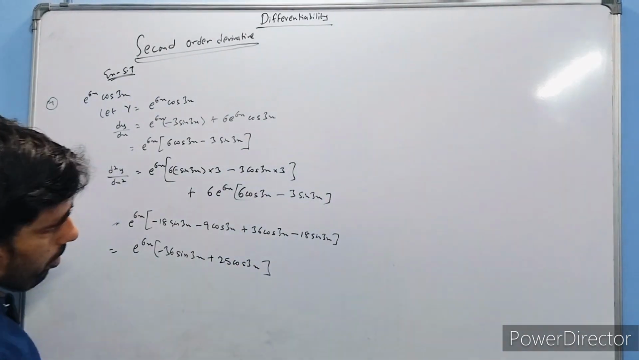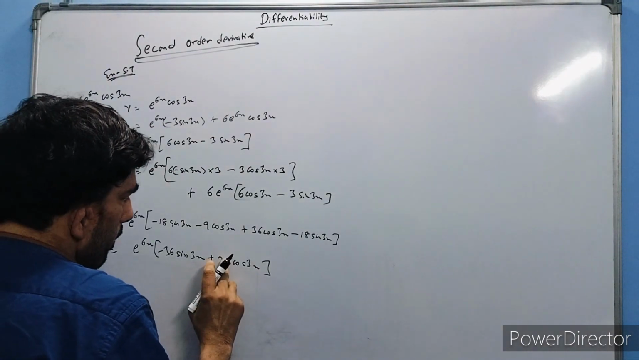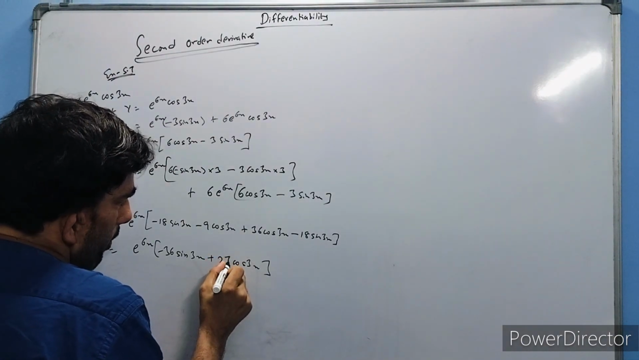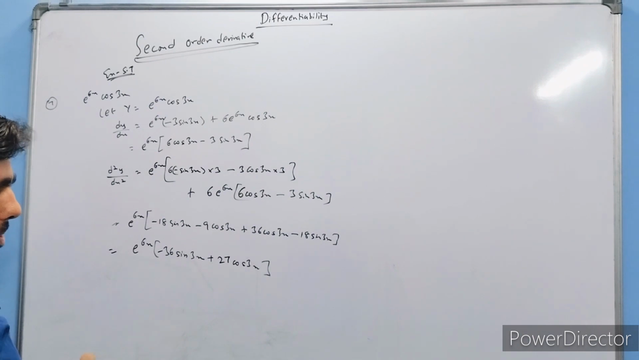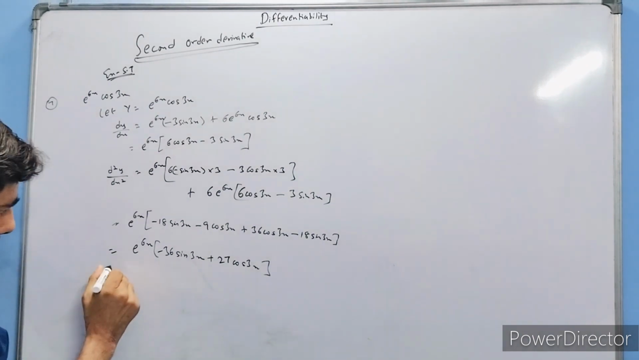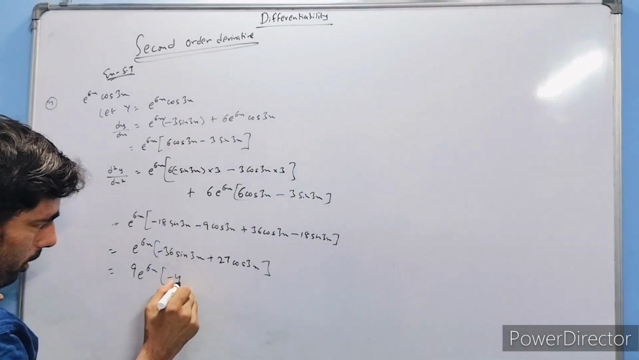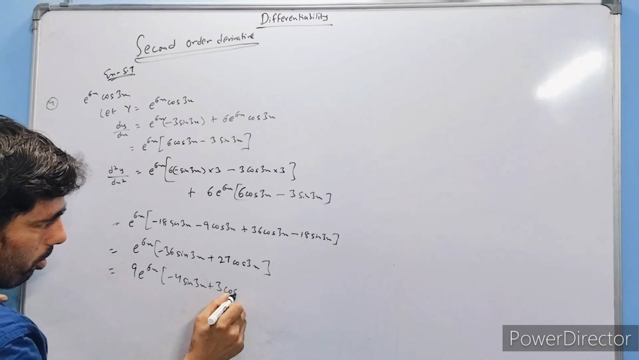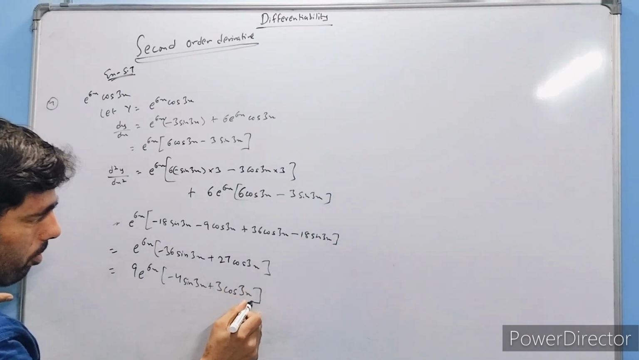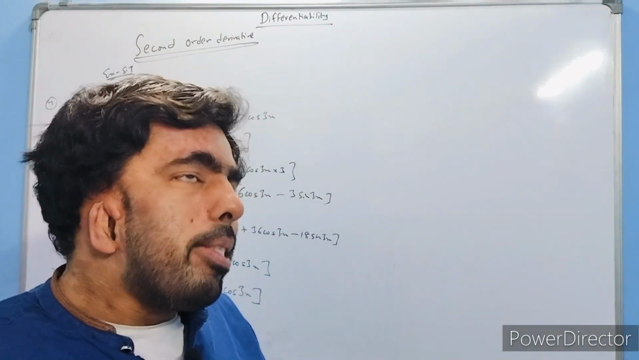Okay, so we got this. No, 25 will not be there, it will be 27. Okay, so we have this. If we need to take something common, we can take 9 e raised to power 6x. We got here minus 4 sin 3x plus 3 cos 3x. Okay, so that is how we try to differentiate a function twice.